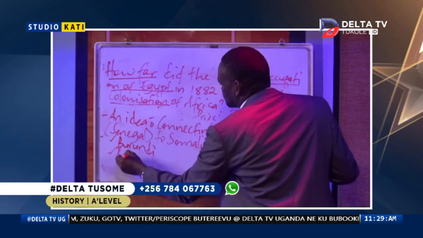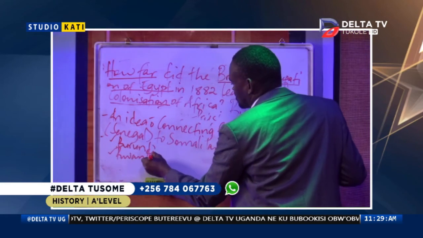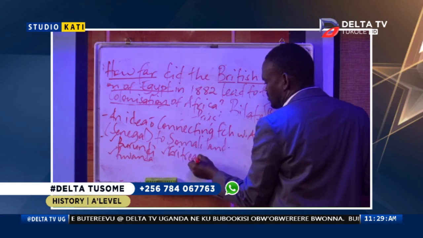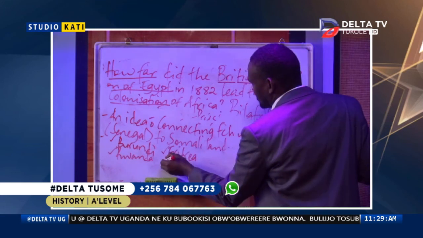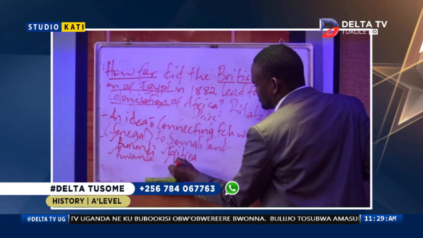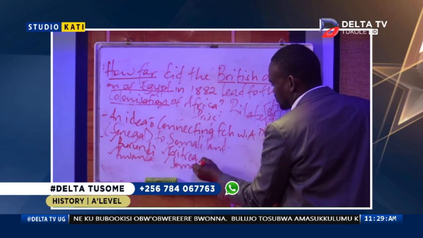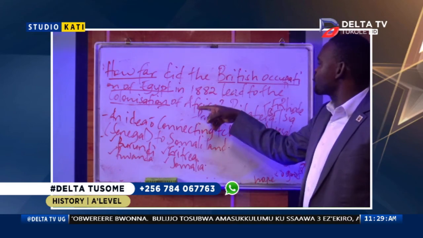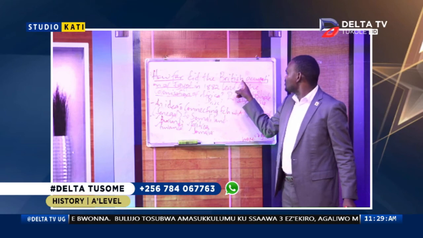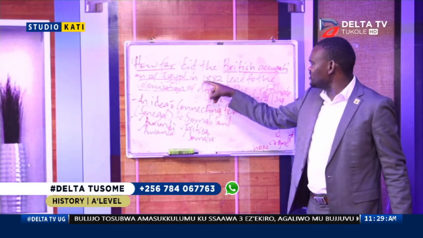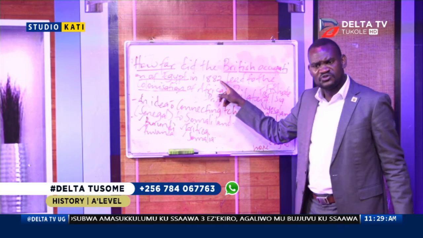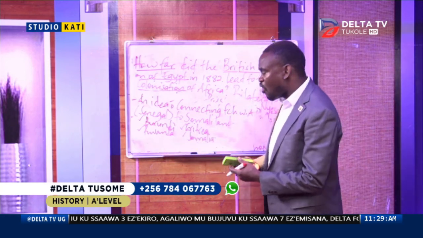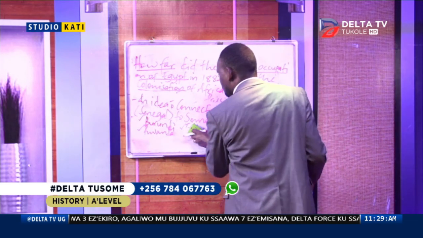Rwanda was annexed. Part of Eritrea. And Somaliland, or Somalia. These were annexed. We are trying to show how the problem was started by the British occupation of Egypt in 1882. But at the end of the day, we are going to see the whole of Africa being annexed and the cause being the British occupation of Egypt.